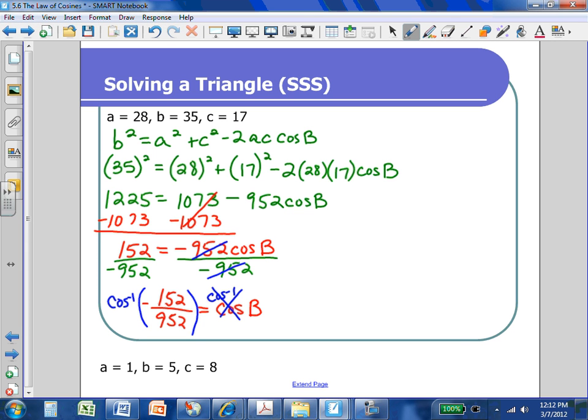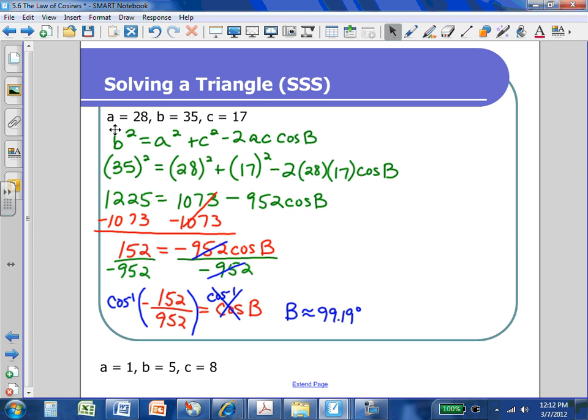Inverse cosine of negative 152 divided by 952, angle B comes out to be approximately 99.19 degrees. So here you do see we have an obtuse angle, meaning angle A and angle C have to come out to be acute angles, because at most you can have is one obtuse angle on a triangle.